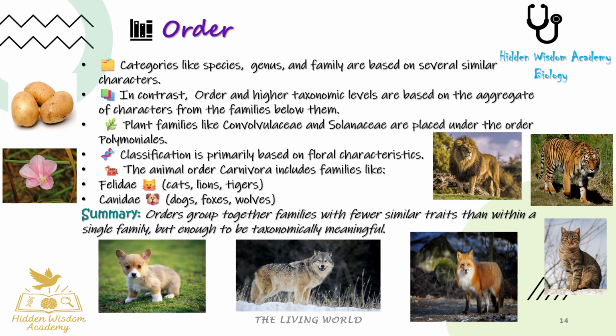Order. Categories like species, genus, and family are based on several similar characters. In contrast, order and higher taxonomic levels are based on the aggregate of characters from the families below them. Plant families like Convolvulaceae and Solanaceae are placed under the order Polemoniales. Classification is primarily based on floral characteristics. The animal order Carnivora includes families like Felidae, cats, lions, tigers, and Canidae, dogs, foxes, wolves. Summary: orders group together families with fewer similar traits than within a single family, but enough to be taxonomically meaningful.